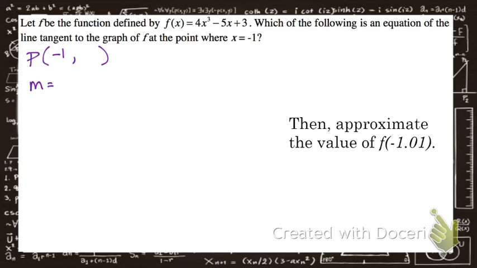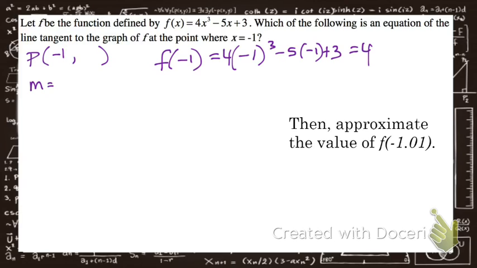Beautiful. If I plug it in, f of negative 1 is going to be 4 times negative 1 cubed minus 5 times negative 1 plus 3. What are we going to get when we simplify that? Four times negative 1 cubed is negative 4. Negative 4 plus 5 is 1, and then 1 plus 3 is 4. So f of negative 1 is 4. So there's our point. Our point is at negative 1 comma 4.